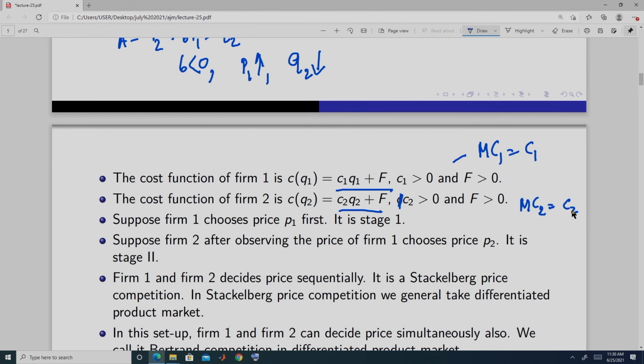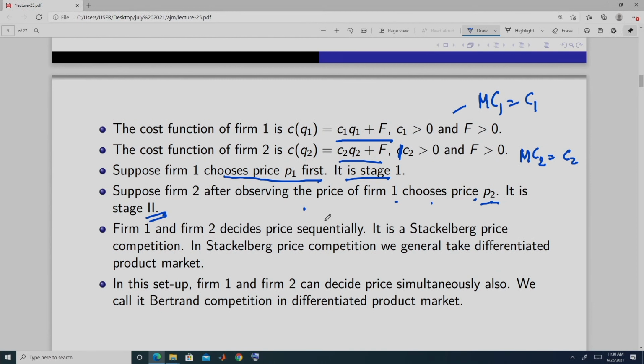Okay. Now, we define the game, what the firms actually choose. So, firm 1 chooses price first. So, it is stage 1, and firm 2, after observing the price of firm 1, chooses price P2. So, it is stage 2. Here firm 1 and firm 2 decide price sequentially. Firm 1 chooses price first, and then firm 2 chooses price. That is why it is a Stackelberg price competition: they are choosing price, and since decisions are taken sequentially, it is Stackelberg.